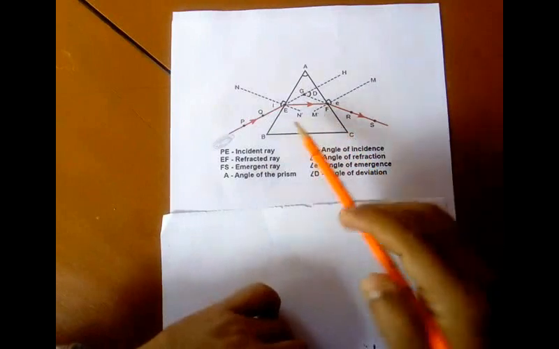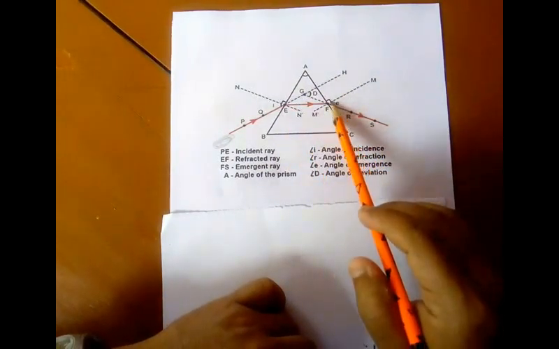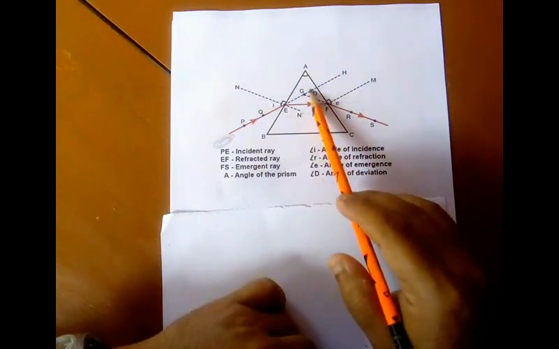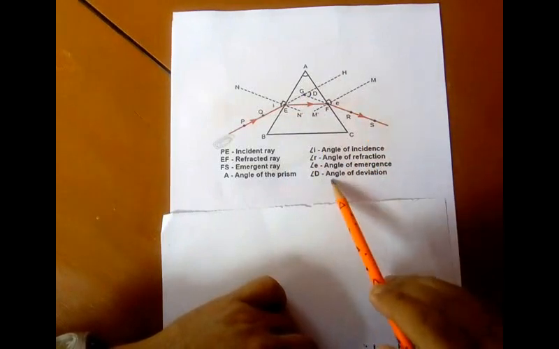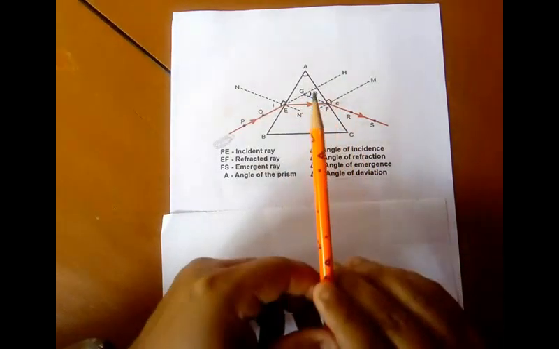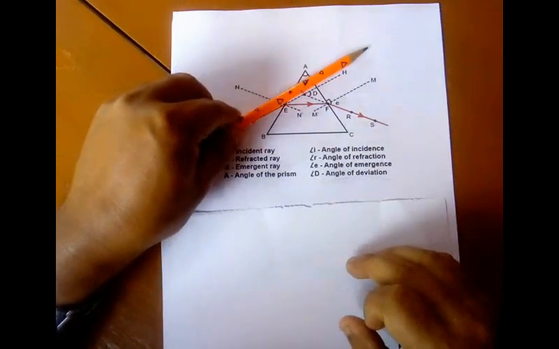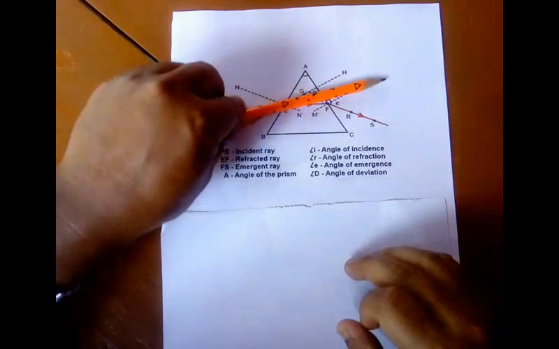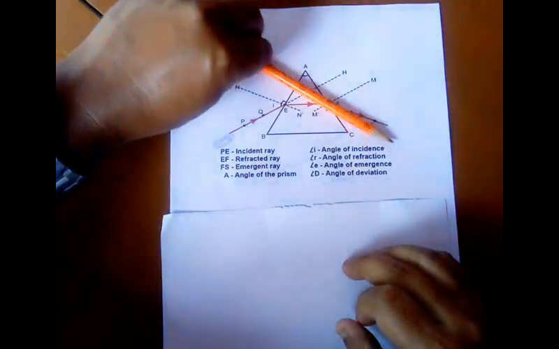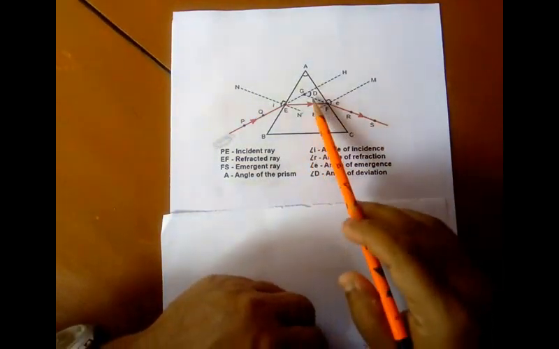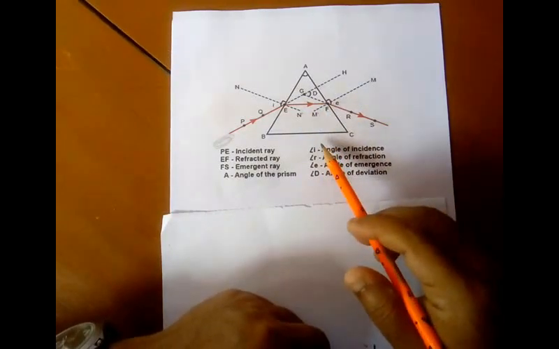So if you draw the original ray here and the emerging ray, they make an angle here, and that angle is called the angle of deviation. What is the angle of deviation? It is the angle between the original ray and the emerging ray, the ray that came out. So you should remember this. This is called the angle of deviation.